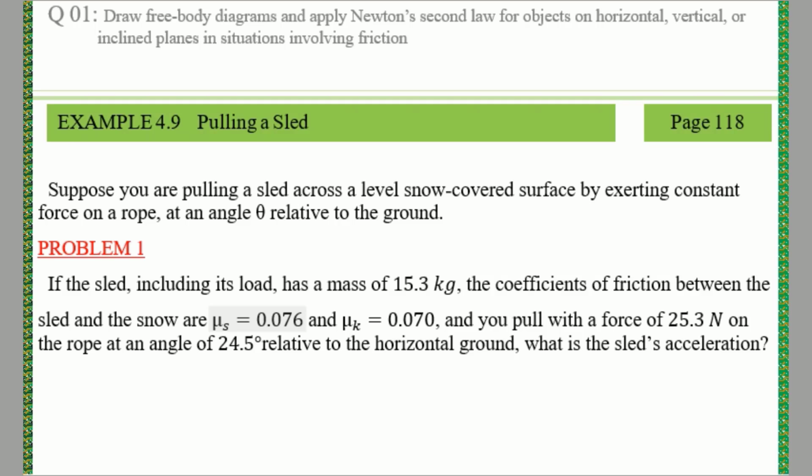If the question tells you that we have a level ground, we conclude from that that it is a horizontal surface. Even though the question is not saying that, we will understand it by the definition. Now, how will we pull that? By exerting a constant force on a rope at an angle of theta relative to the ground. So we have a rope with an angle theta with the ground.